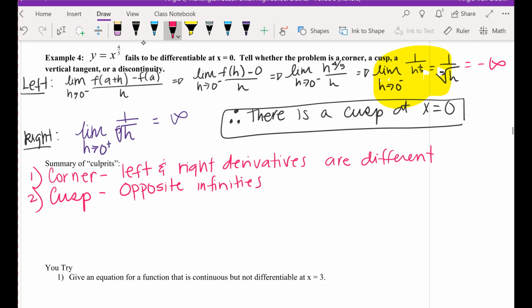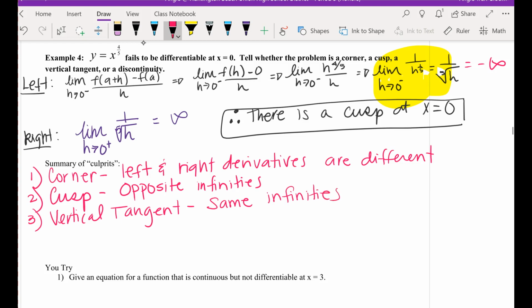What's your third? Vertical tangent, okay. In your own words, what do you want to say? What is it? Same infinities, okay? Just one, so both sides, right? Okay, so same infinities.